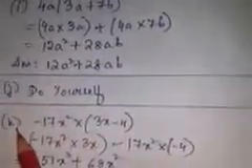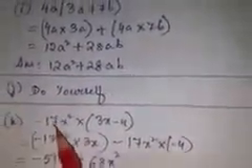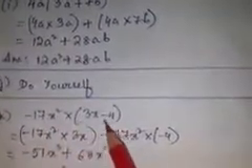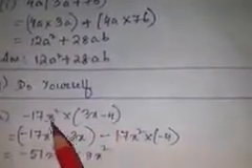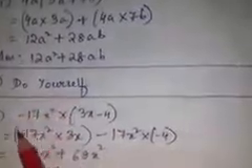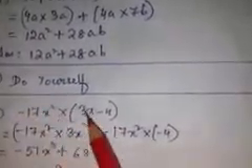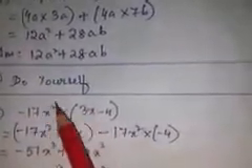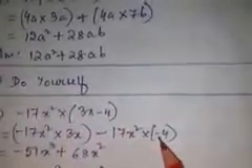Now come to part K. Here you have minus 17x square into 3x minus 4. So at first what we will do, with minus 17x square we will multiply 3x, and again with minus 17x square we are going to multiply this minus 4.